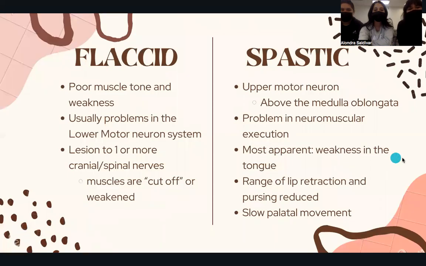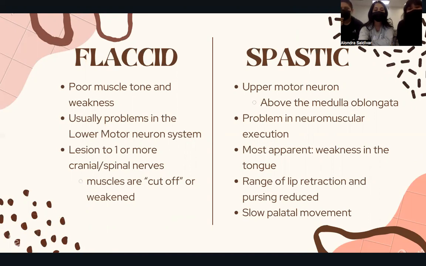All right, so now we're going to move on to the types of dysarthria. So there are two types. We have flaccid and spastic. With flaccid, it occurs because of poor muscle tone and weakness. So with that being said, there are usually problems in the lower motor neuron system, and with that, it'll be lesions to one or more cranial spinal nerves. So because of this, the muscles are cut off or weakened.